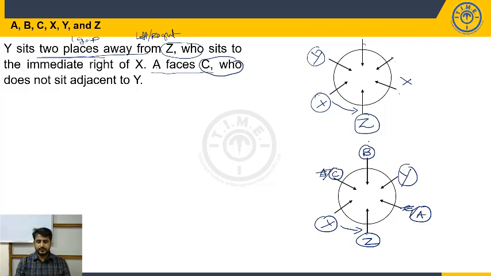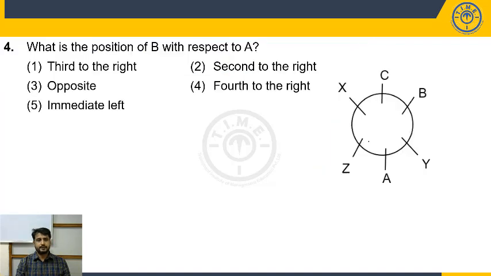Let's answer the questions. What is the position of B with respect to A? So B is here, A is here. With respect to B, if I go right side, first right, second right. If I go left side, 1, 2, 3, 4. Fourth left or second right. Which is available? Second right. So choice 2.